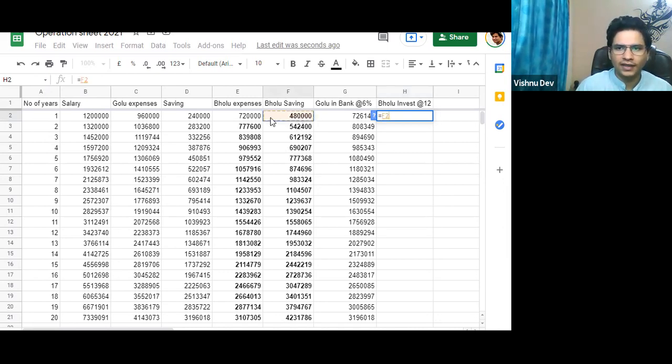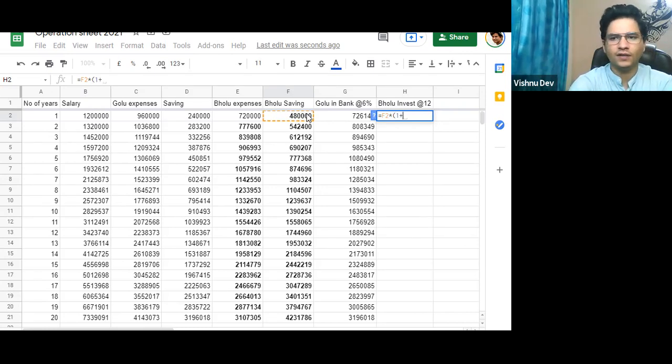So see, F2 is this, yes or no? F2 means this value, into this principal amount, into. What's the formula of compound interest? Principal into 1 plus, tell me, 1 plus what? Rate of interest. Rate of interest is 12 divided by 100.